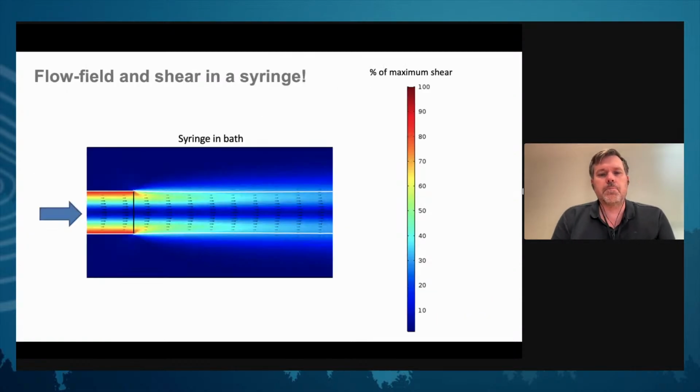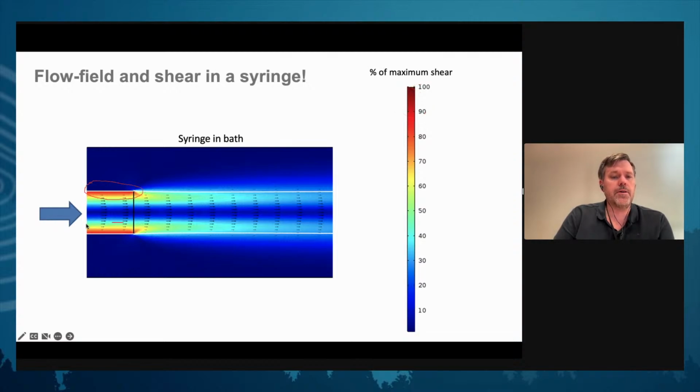If this depicts what happens in a syringe ejecting into a bath, we see a flow profile, that is the arrows. I will just take out this annotation tool. So we have a flow profile inside here, and that is so-called Poiseuille flow. If we don't have too strange rheology, it's parabolic. What we also see, which is color-coded, is the shear levels. So we can see that the maximum shear occurs at the surfaces of the wall.